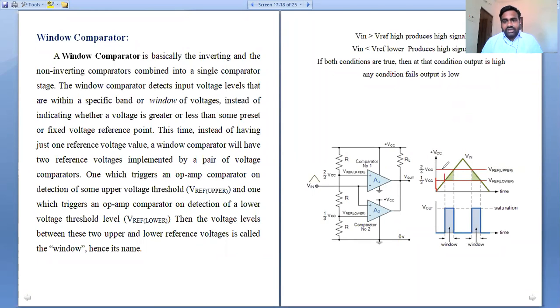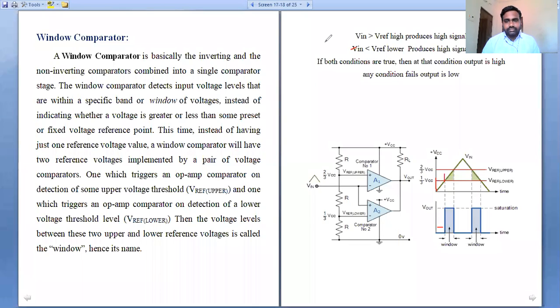So one of the conditions is true. That means the input voltage is less than the lower threshold value. This condition is true, but what happens? The second condition is not true. The input voltage is not greater than the reference voltage. That's why the output value is low.